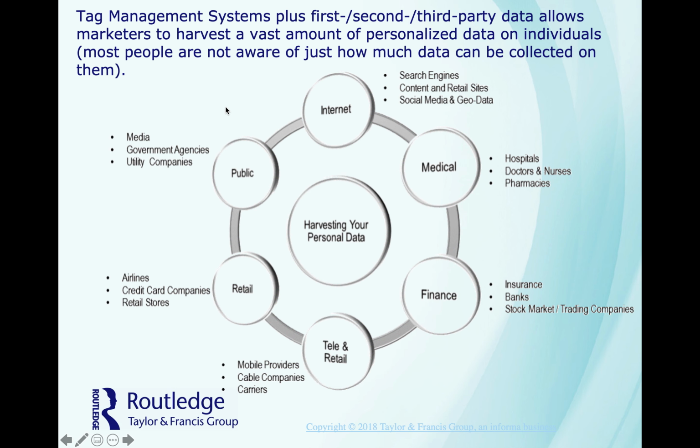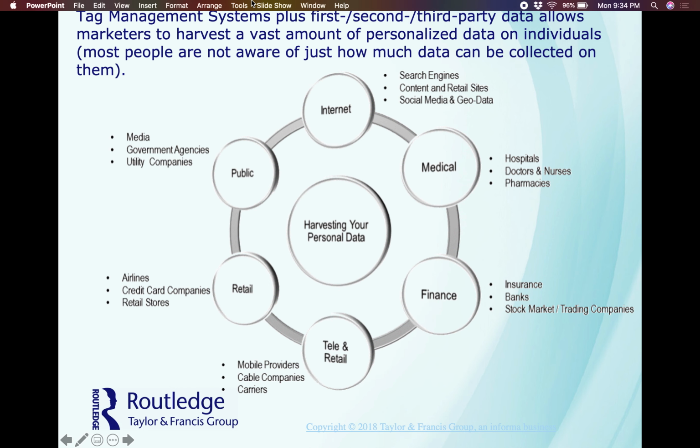Tag management systems plus first party, second party, and third party data allow marketers to harvest a vast amount of personalized data on individuals that you probably don't even know. So the internet can go through search engines and content, retail sites, social media, geo, medical. They can look at your hospital, doctors, nurses, pharmacy. So go through this and look and see what can be collected based on first, second, and third party data.